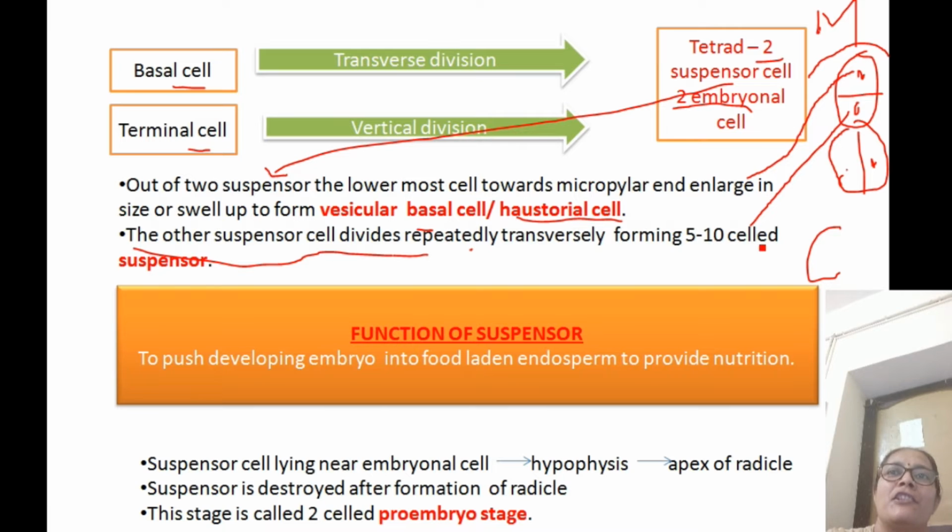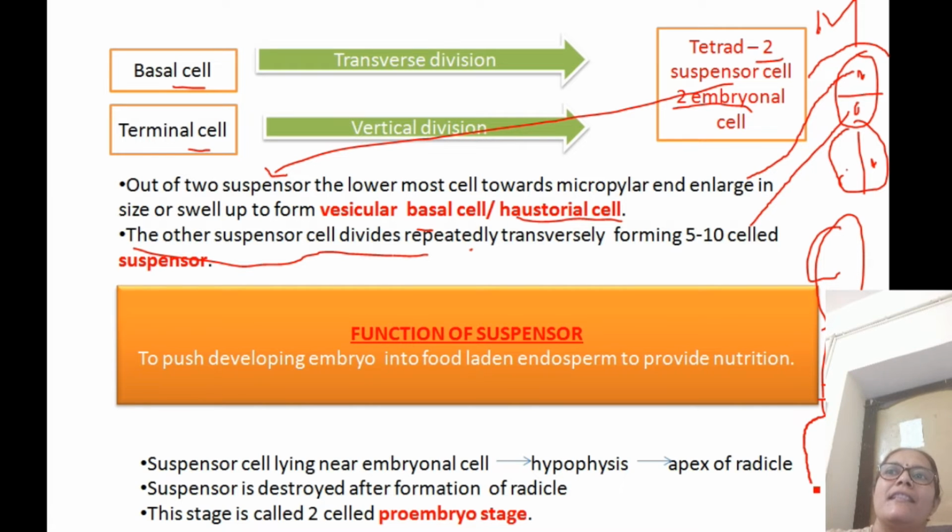Now what is the function of the suspensor? It pushes the developing embryo into the food laden endosperm just to provide the nutrition. And the suspensor cell, after repeated division, will be like this. Many cells are there like this. And the bigger one becomes the haustorial cell. This is the embryonal cell.